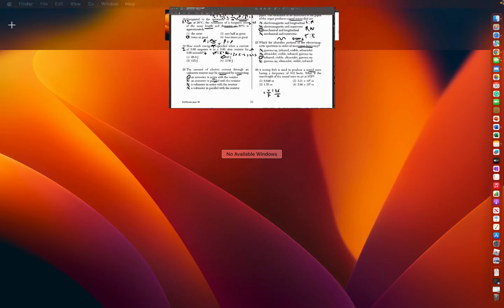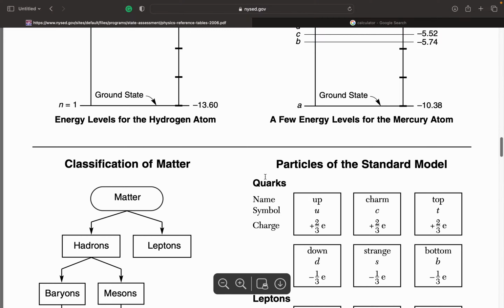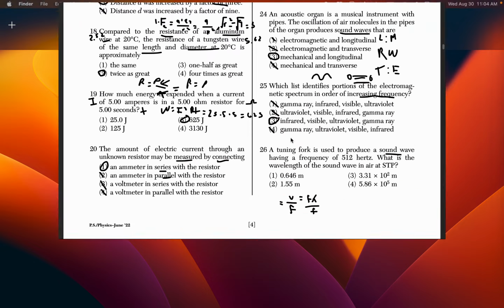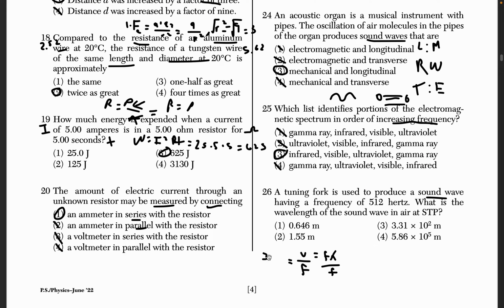So sound, right? Sound does have speed, but it cannot travel in a vacuum. That's what I wanted to say. So speed of sound in air is 331 meters per second. So 331 meters per second divided by 512 will give us an answer only below 1.